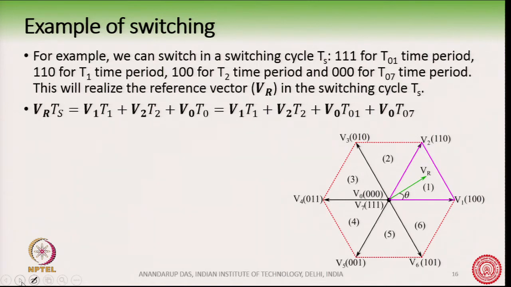Okay. Now, this example we have given in an additional example here, that when we are switching on these 3 vectors, we are switching 111 for T01 period, 110 for T1 time period, 100 for T2 time period, and 000 for T07 time period, where T01 is equal to T07 is equal to T0 by 2. This we have taken already.